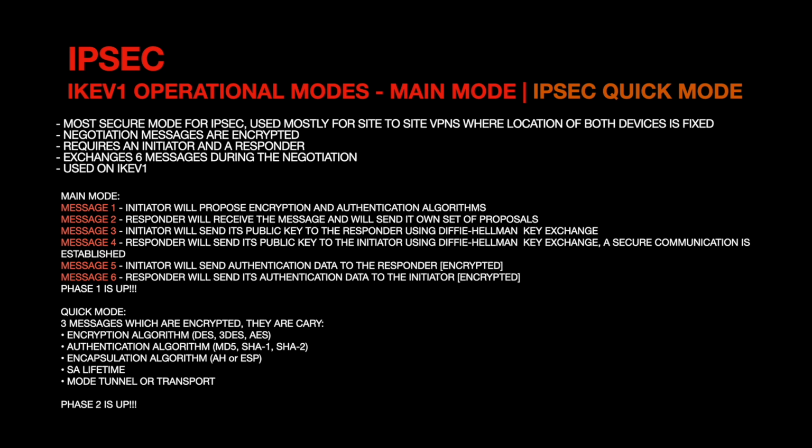But we also have the second phase, which is called the IPsec negotiation. IPsec negotiations are happening in quick mode, which means that only 3 messages will be transmitted. Those 3 messages contain encryption algorithm, authentication algorithm, encapsulation algorithm, security association lifetime, and IPsec mode, tunnel or transport, which we'll also talk about in the later slides. And after the quick mode negotiation, or IPsec negotiation, is done, IPsec phase 2 is up.